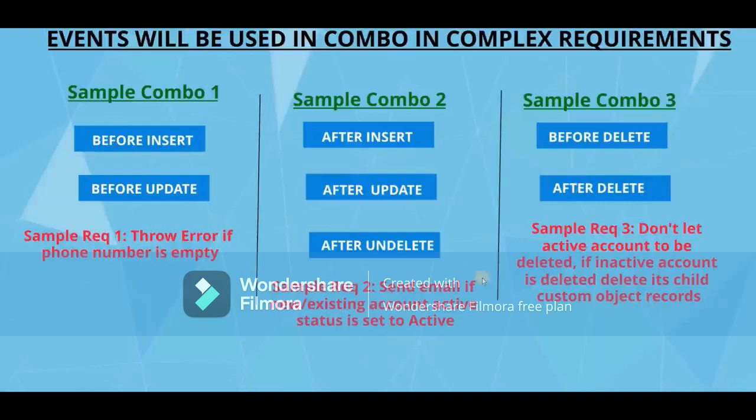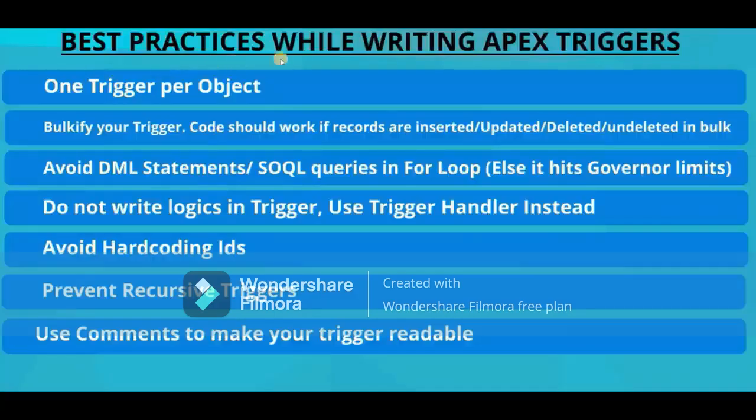So in this way, based on the scenarios, you need to select your combination of events. It can be a single event, multiple events, a combination of any events, or all the events. It's based on the requirement. Always try to break your requirement into pieces and then find your events. It's very easy. Now we will see best practices while writing Apex triggers. There are multiple best practices that you need to follow. We'll see them one by one.